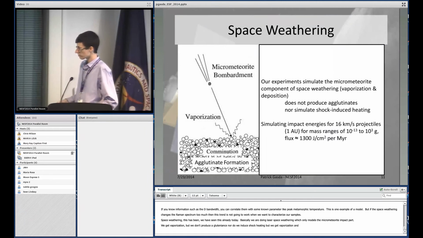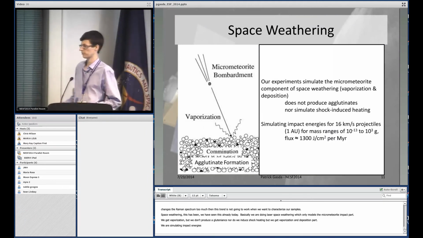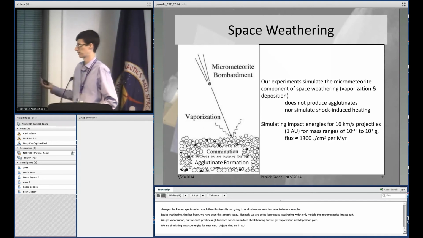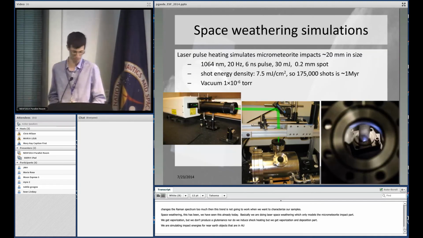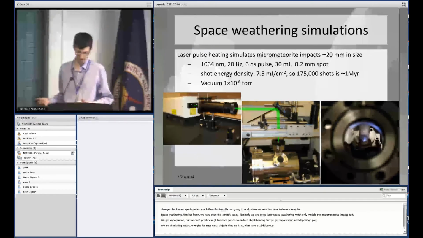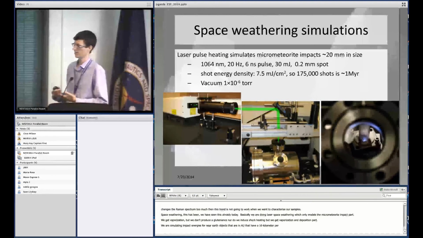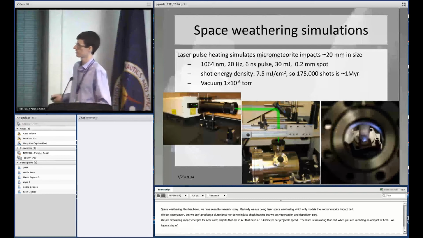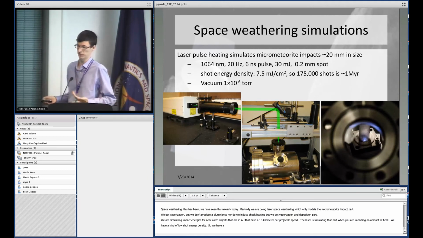So we're simulating impact energies for near-Earth objects at 1 AU, which have a 16 kilometer per second projectile speed, and so there's a flux of about 1,300 joules per square centimeter per million years. The laser is just simulating that part where you're imparting an amount of heat. We have a low shot energy density, so we have a high time resolution.